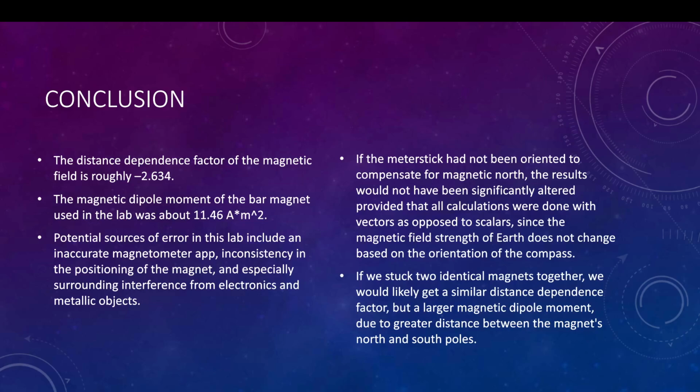If the meter stick had not been oriented to compensate for magnetic north, the results would not have been significantly altered, provided that all calculations were done with vectors as opposed to scalars, since the magnetic field strength of Earth does not change based on the orientation of the compass.